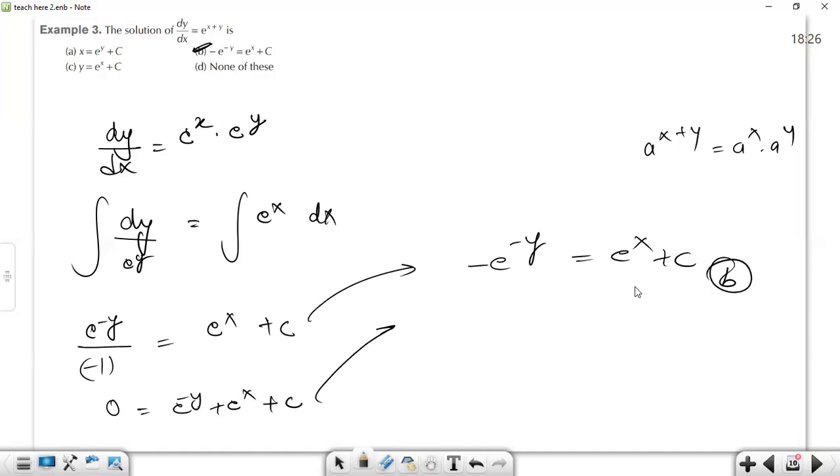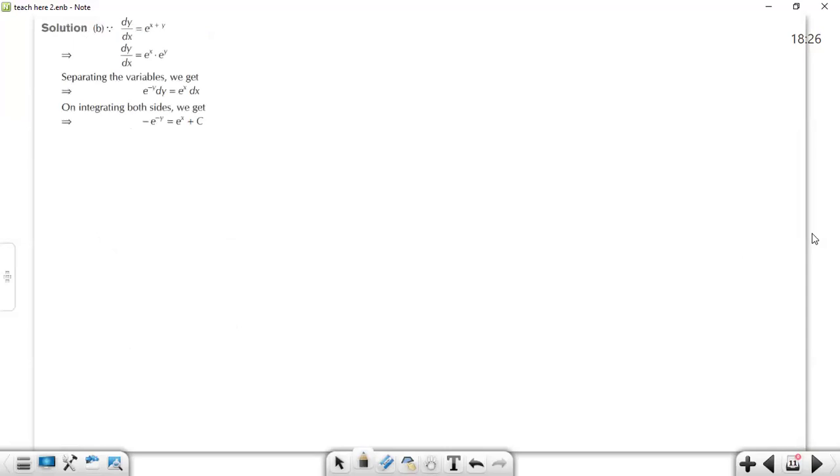Okay. So after solving, we just have to look for the option so that we have some idea, and the options also help a lot in integration. Clear? Yes. Okay, so this was the solution.